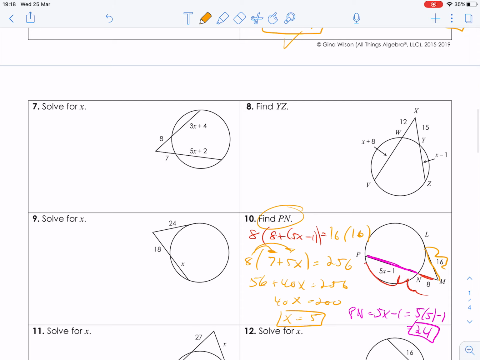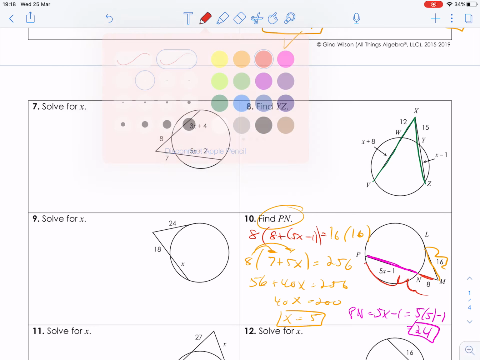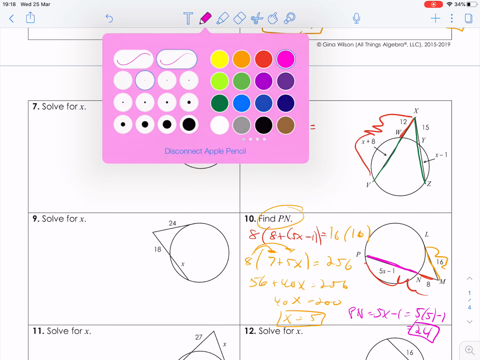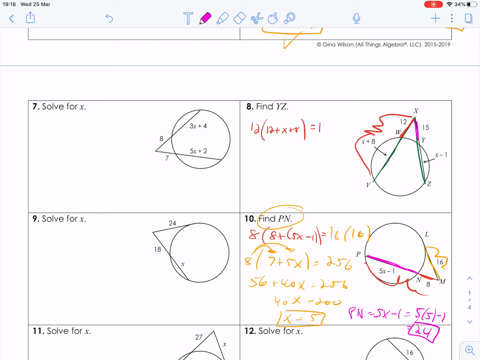8 is going to be an example of two intersecting secants outside the circle. So we need to take the outside part here, 12, and multiply it by the whole thing, which is 12 plus x plus 8. And that's going to equal the other side, which is 15, times the whole thing, which is 15 plus x minus 1.